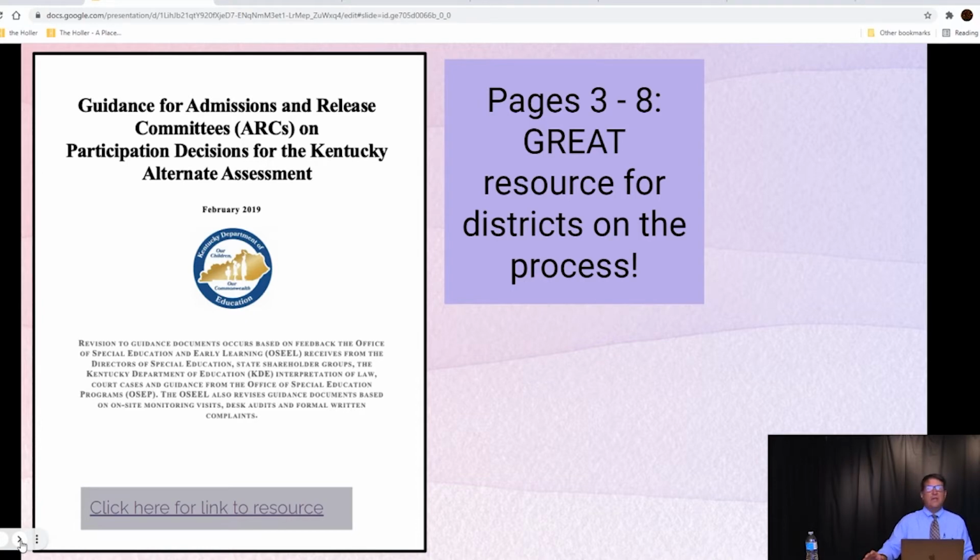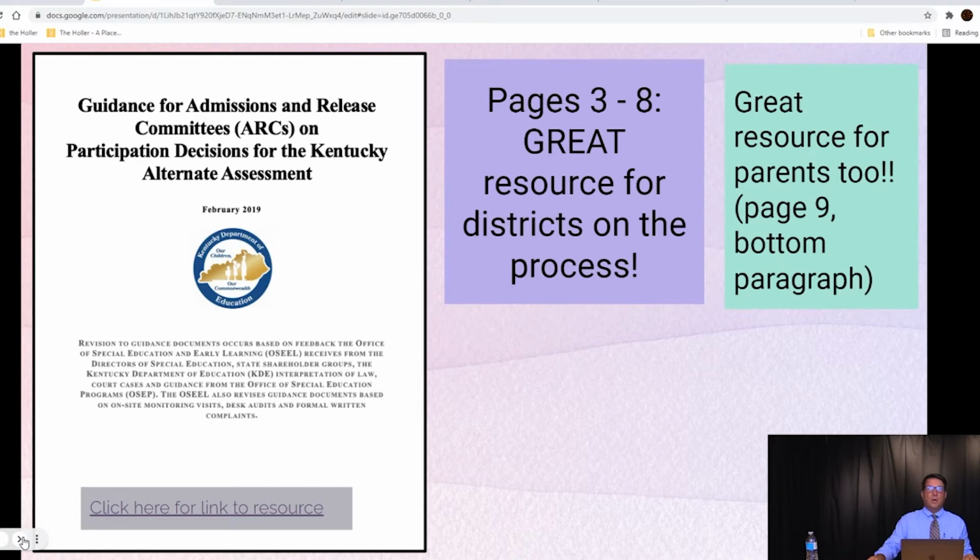And in particular, page 8 really has a great visual representation of what has to be documented, all the things that have to go into the conference summary, all the things that have to be documented on the participation guidelines, the learning characteristics inventory, the IEP, all the things that we have to do for students in order to make this whole process work. And so we wanted to point out that pages 3 through 8 provide great resources and great information for districts on the process itself and understanding the overall process.